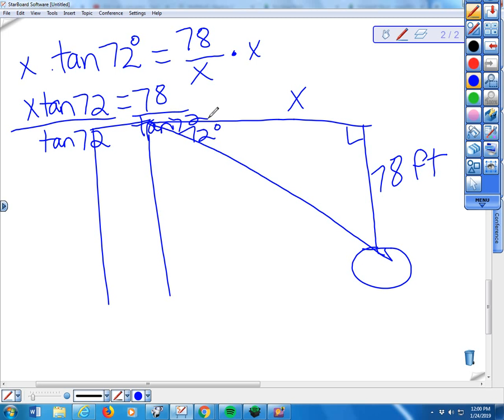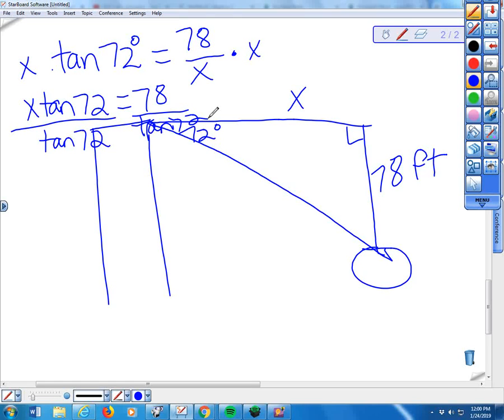Make sure my calculator is in degree mode, which it's not. And then just take 78 divided by tangent 72. So it is 25.3 feet away from the building. That's just using trig to solve real world problems.